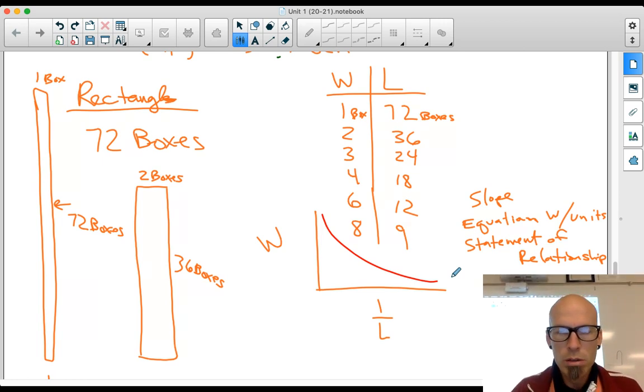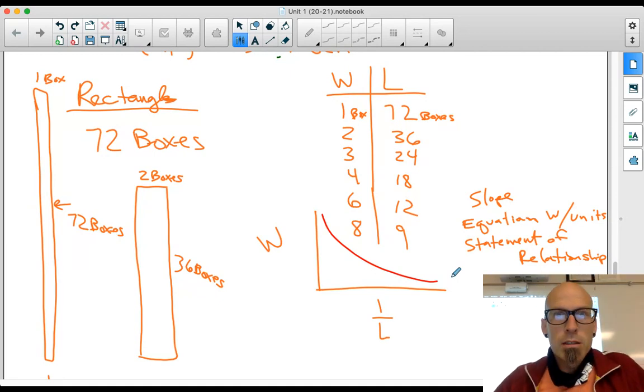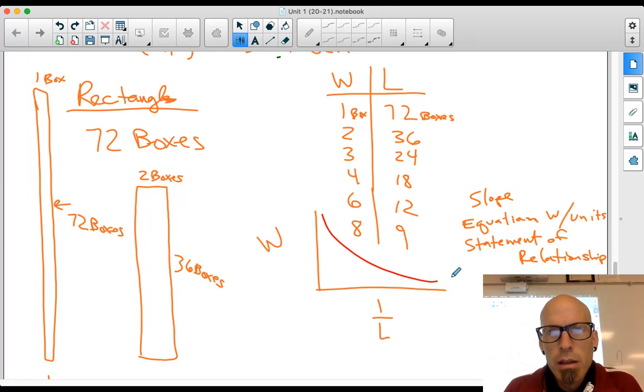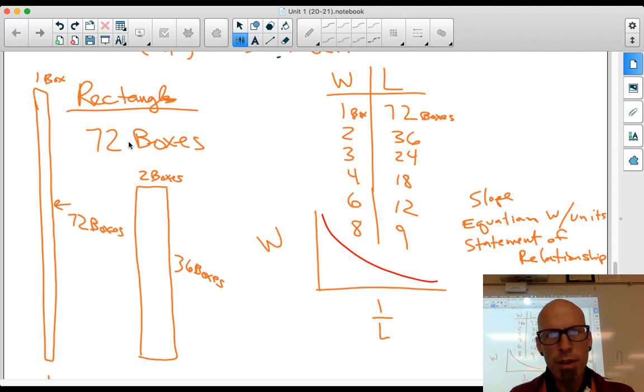Wherever you are, this is from what we did in class on Thursday, B2 day, Thursday, September 10th. You were supposed to have made some data about rectangles, each of them consisting of 72 boxes. You were supposed to have done this.